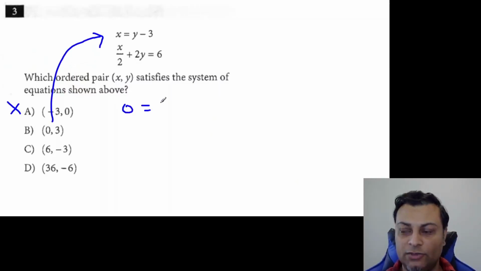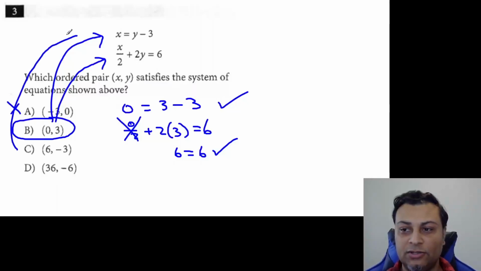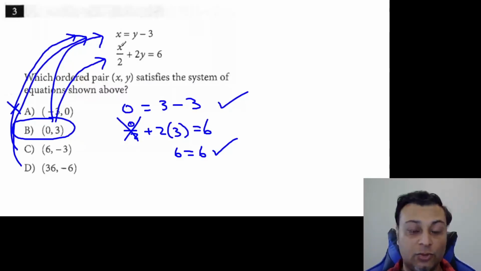0 equals 3 minus 3, which is true. Let's try it over here. 0 over 2 plus 2 times 3 equals 6. 0 over 2 is 0. And you have 6 equals 6, which is also true. So B is the answer. And similarly, if you check C into here, it won't work. And if you check D into the first equation, it won't work. So the answer is B.